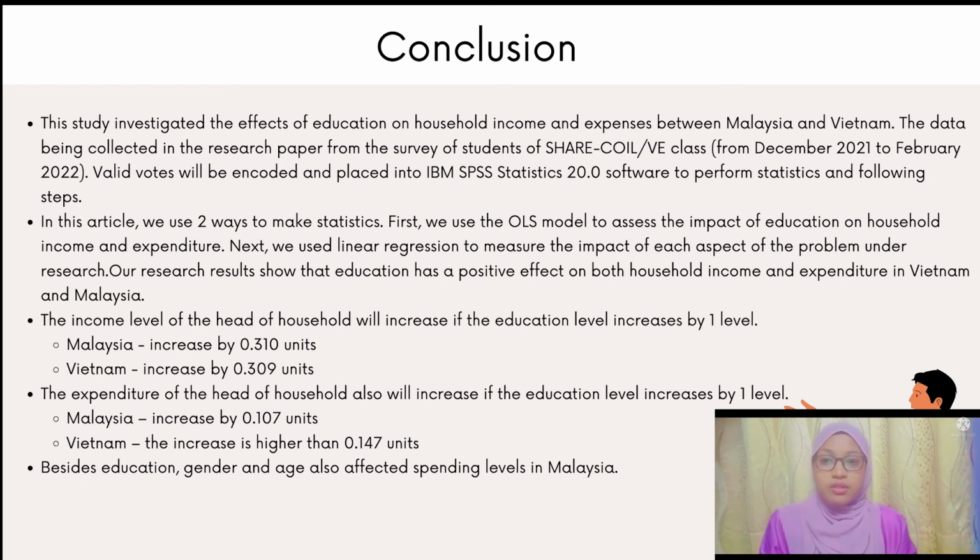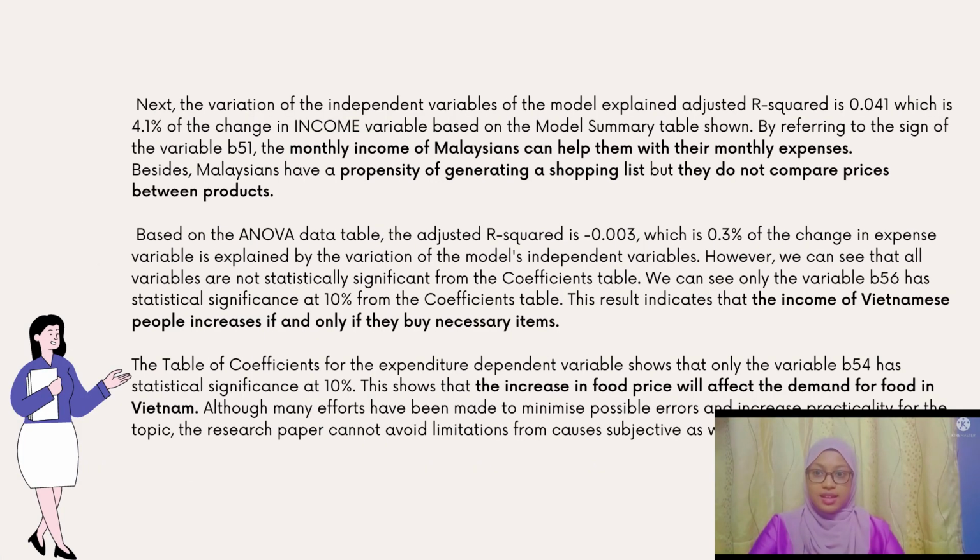The expenditure of the head of household will also increase if the education level increases by one level. For Malaysia, it increases by 0.107 units, while for Vietnam, the increase is higher at 0.147 units. Besides education, gender and age also affect spending levels in Malaysia. Next, the variation of the independent variables of the model explained, adjusted R² is 0.041, which means 4.1% of the change in the income variable, based on the model summary table shown.